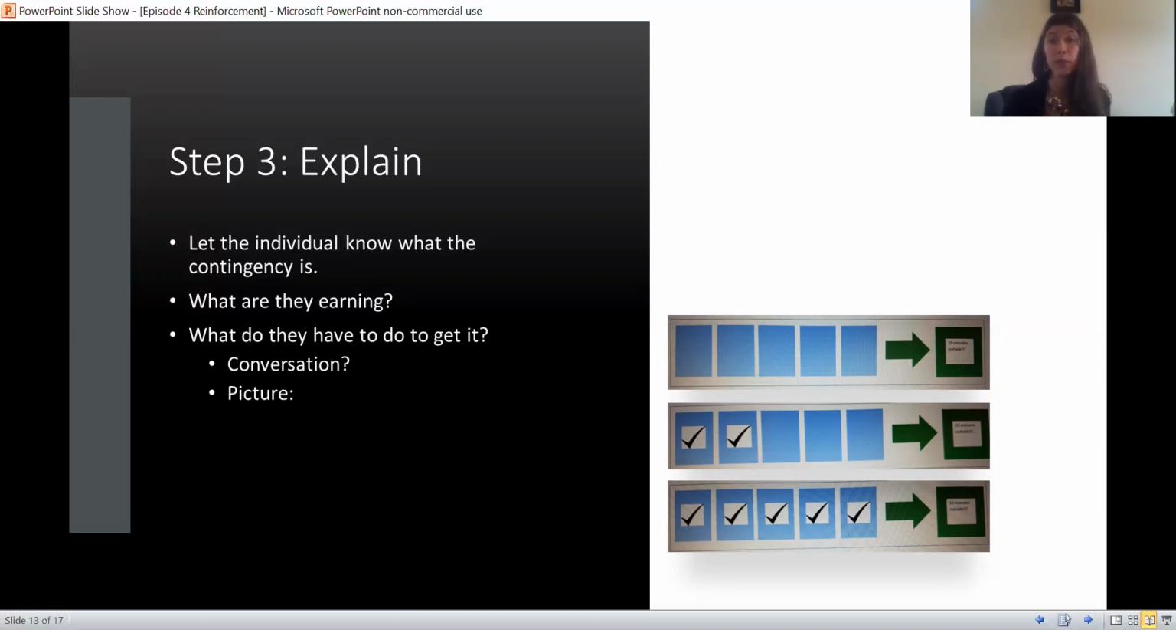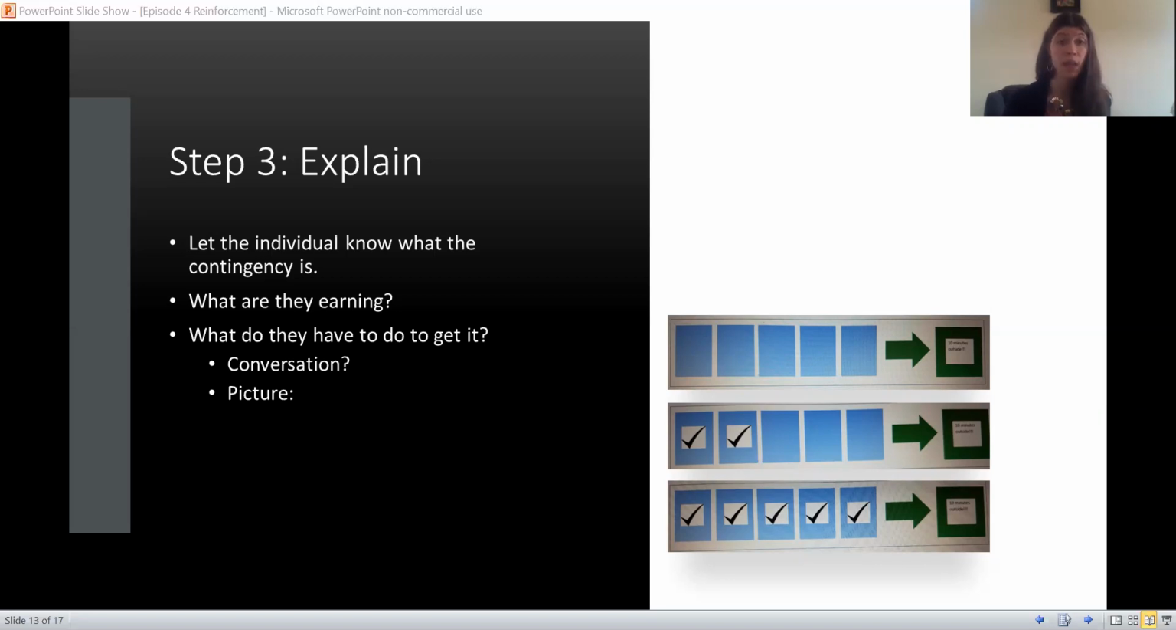using pictures. For instance, if I want my kiddo to raise their hand in order for an M&M, I might show them this token board over here and say, look, when all of these checks are filled out, you get your M&M. And that way they can clearly see what they're working for and how close they are to getting it. Each time they raise their hand, I'm going to give that kiddo another check.